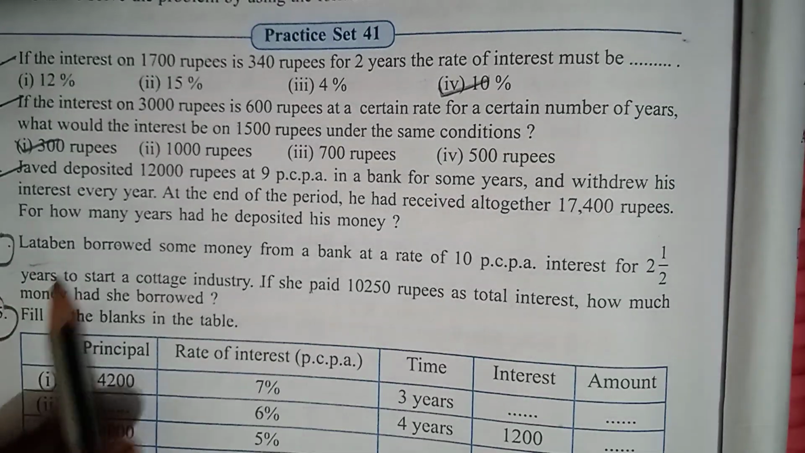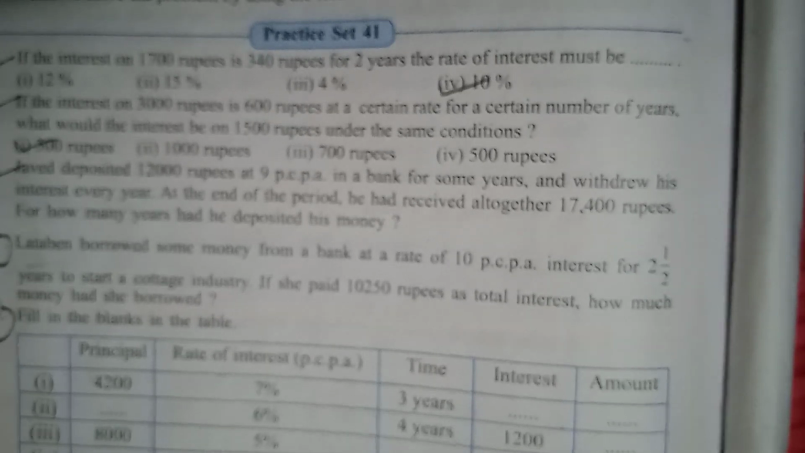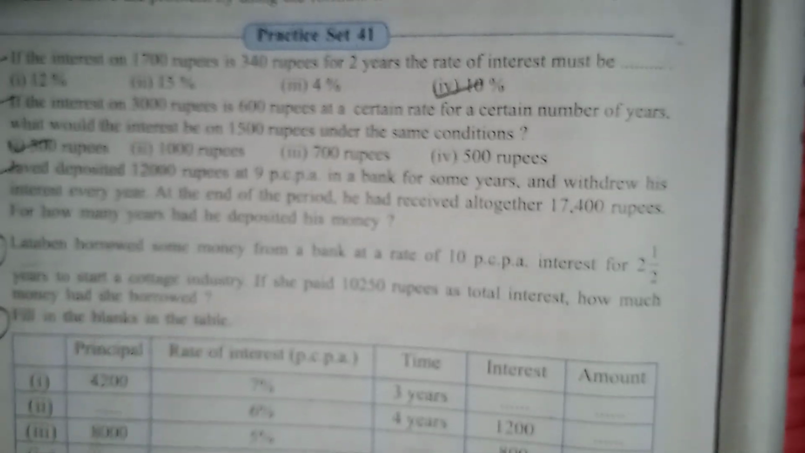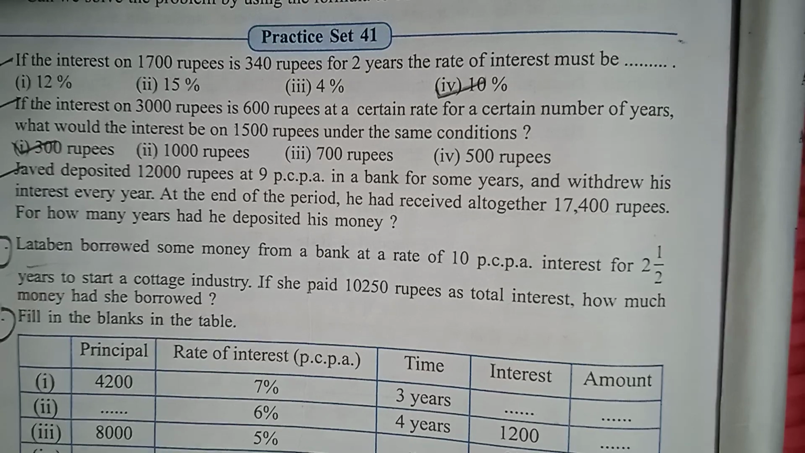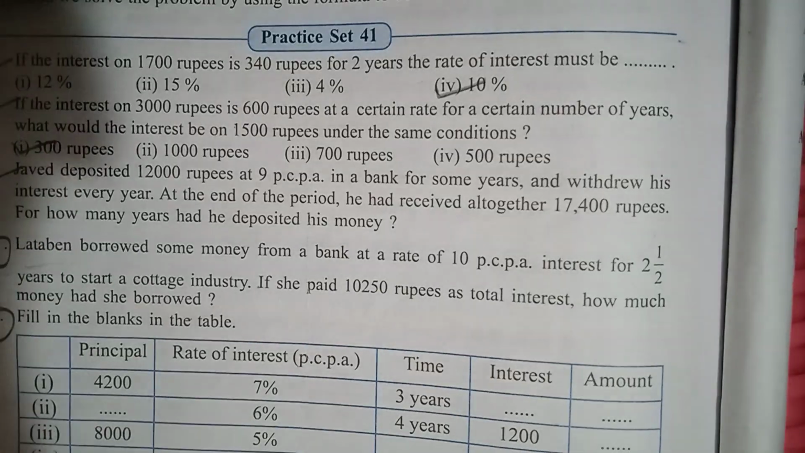Question 4: Lataben borrowed some money from a bank at a rate of 10 p.c.p.a. interest for 2.5 years to start a cottage industry. If she paid 10,250 rupees as total interest, how much money had she borrowed? So here we have to find the principal. We know the total interest, so here you have to find the principal. So let's see the solution.